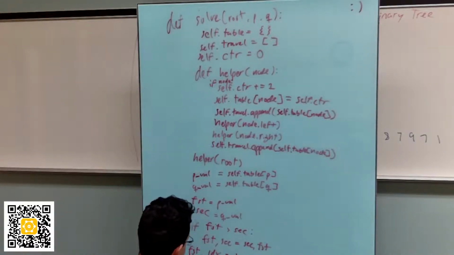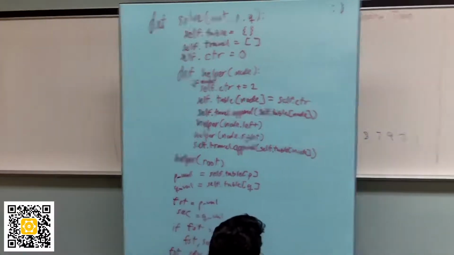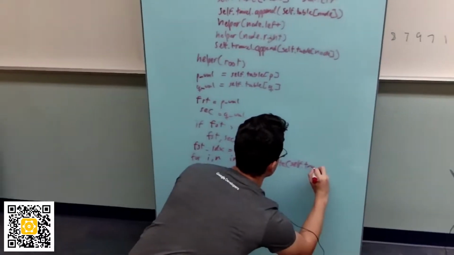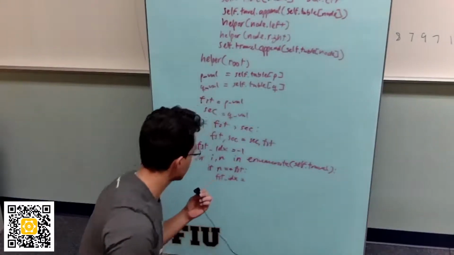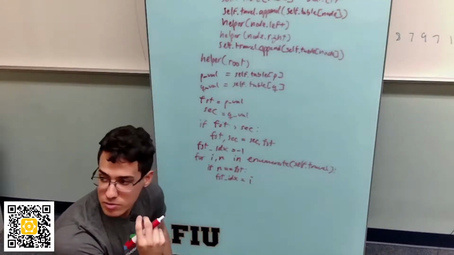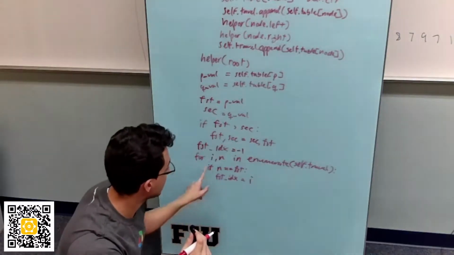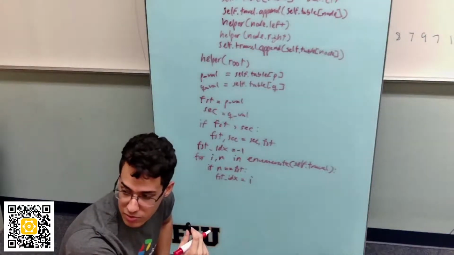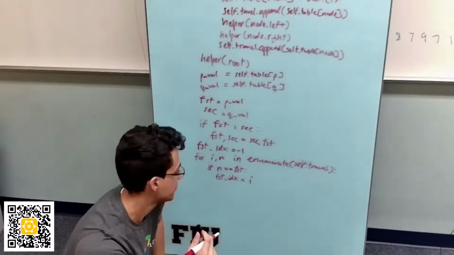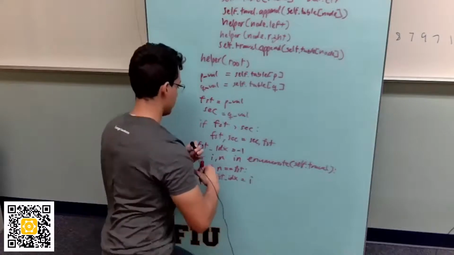I'm just going to do in enumerate, not travel. So I goes through. Do we know what enumerate does? Basically, enumerate returns pairs of the index and the value at that index. So i is the index, so I get the index, which I said.